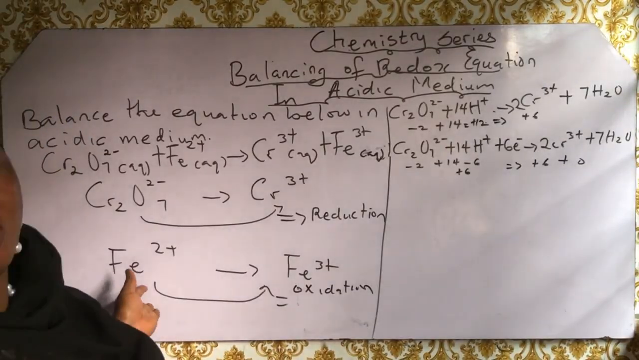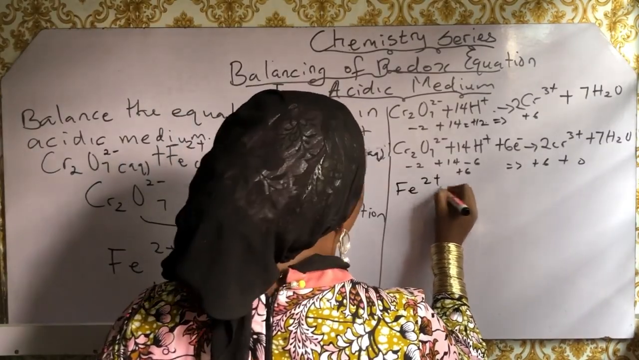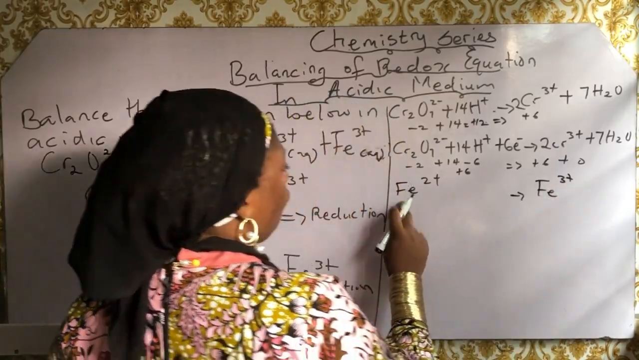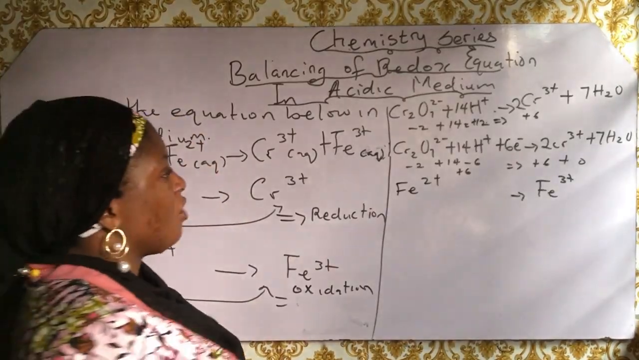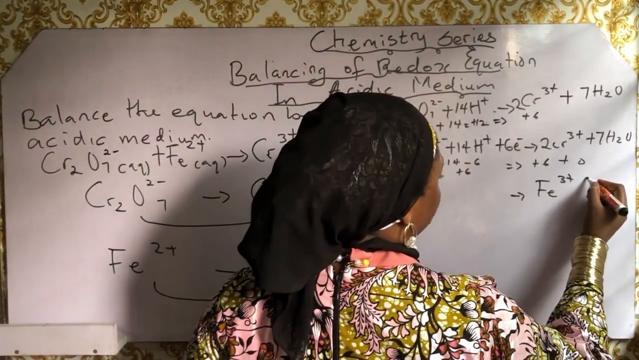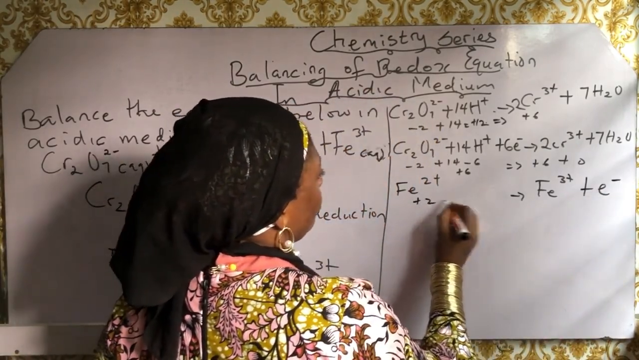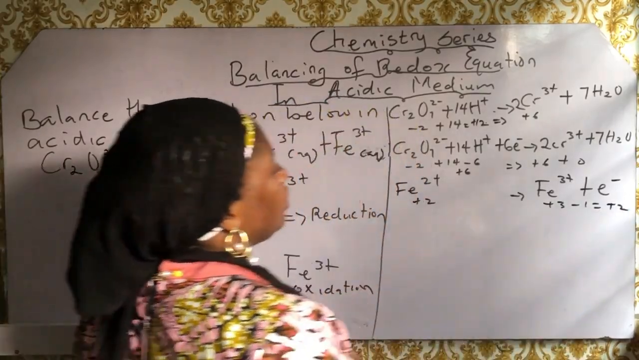Coming back to the second half reaction, you have Fe2+ changing to Fe3+. Of course, you have 1 iron on each side. You just need to balance the charges. So here you add 1 electron to the side with more charge. Here you have plus 2, here you have plus 3 minus 1, which is equal to plus 2. So the charge is balanced.